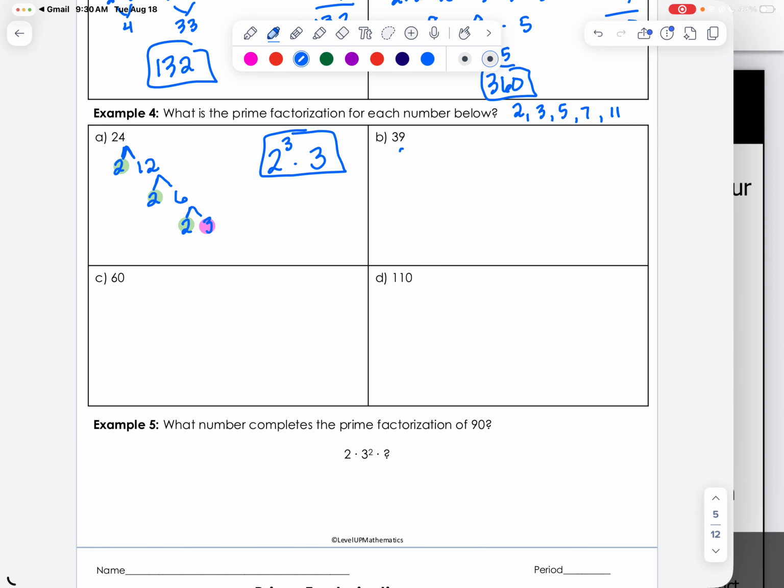Let's see. I'm going to try to break down 39 with a 3. So 39 divided by 3 would be 3 times 13. Ooh, I should have added a 13 up here because that's another prime number. Now, believe it or not, we're done with this problem because each branch now ends with a prime number. So here, the prime factorization of 39 is just 3 times 13. So once you get all prime numbers, you're done.